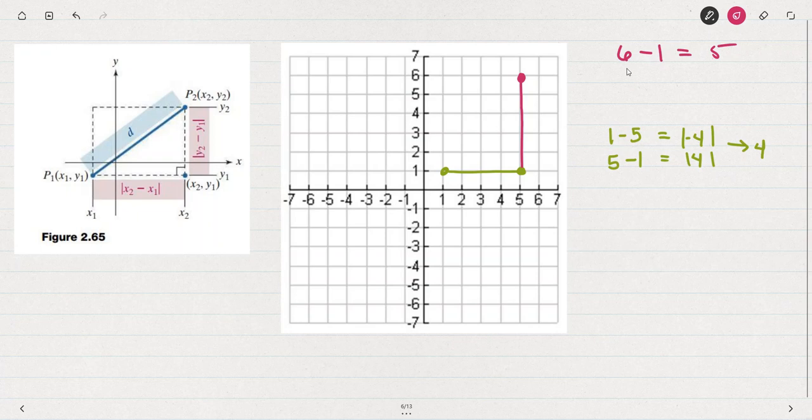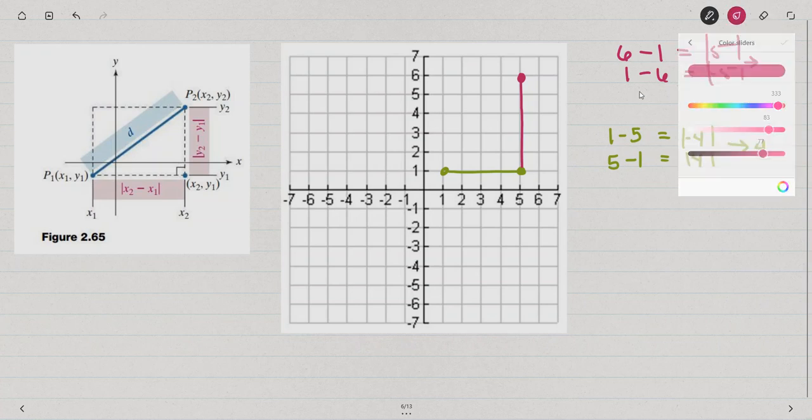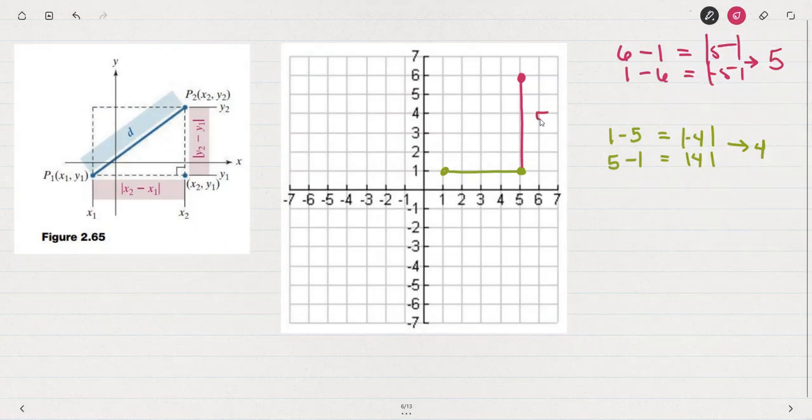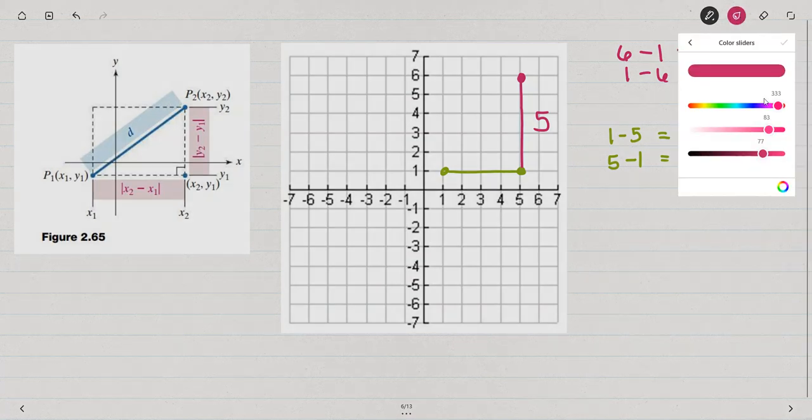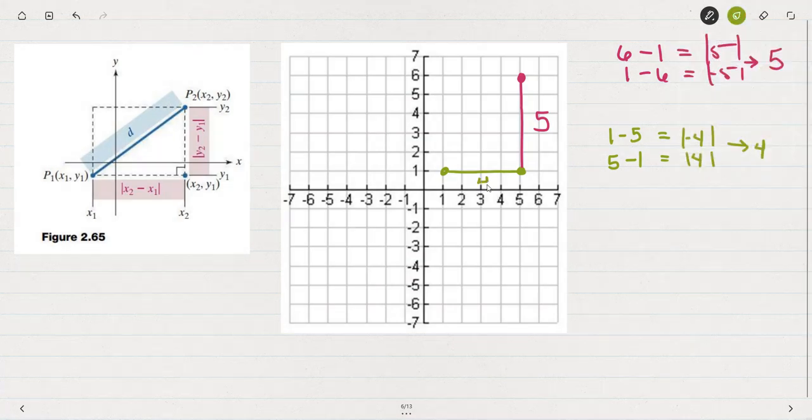So 6 minus 1, or 1 minus 6, give us an absolute value. Let me say the absolute value of either one is going to be 5. So it looks like our A and our B are 4 and 5. So C is going to be the square root of 4 squared plus 5 squared, right?